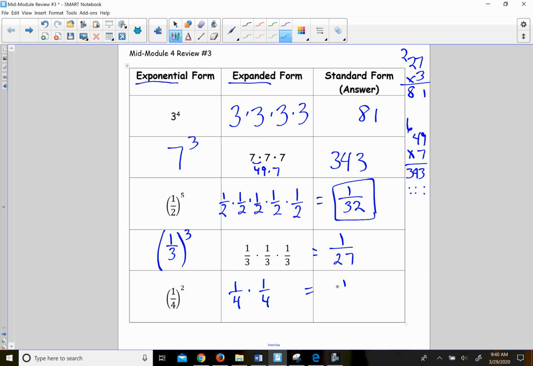And our last exponent here, 1/4 squared, means take 1/4 and multiply it 2 times. So that's going to equal 1 times 1 over 4 times 4. So 1/16th. And there's your exponents.